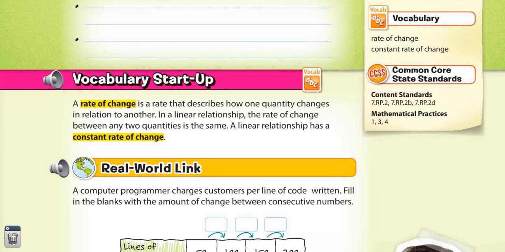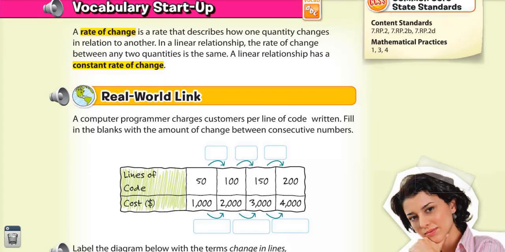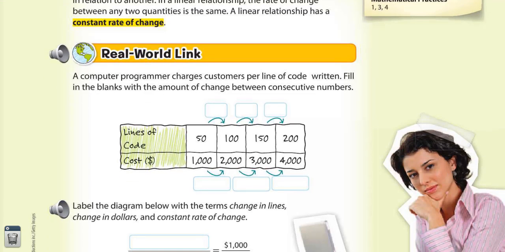And you can see that it says a rate of change is a rate that describes how one quantity changes in relation with another. So a great example of rate of change would be when you earn money for doing a job. You work 1 hour, you earn $8. You work 2 hours, $16. 3 hours, $24. You can bring all that back to a rate of change, which is $8 per hour. So that's the idea.